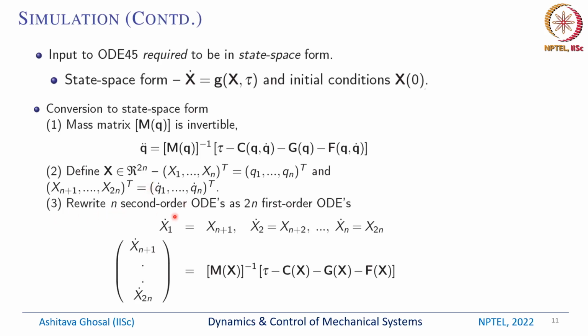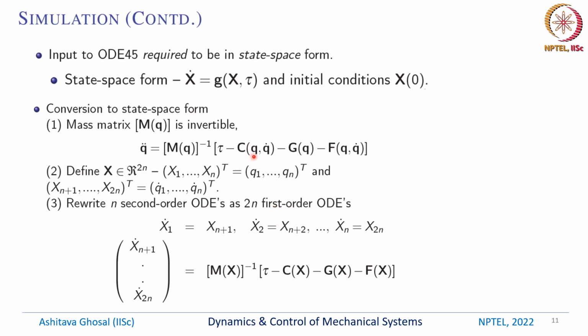Okay, and then we write these n second order ODEs as 2n first order ODEs. Okay, and how do we do that? You can see that x1 dot, which is nothing but q1 dot, is the same as xn+1. Similarly x2 dot, which is q2 dot, will be xn+2, and so on. So xn dot will be x2n. And what about xn+1 dot all the way to x2n dot? That we can obtain from the equations of motion, which is M inverse times tau minus c minus g minus f.